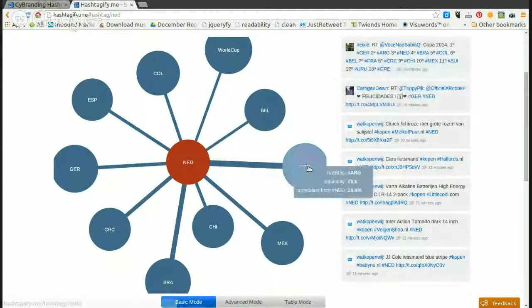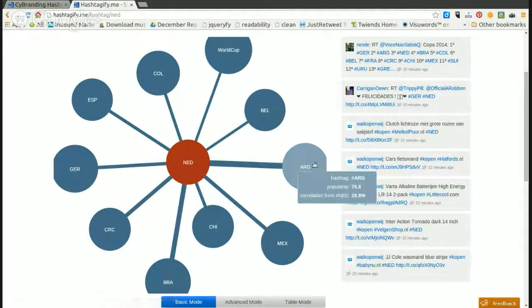Netherlands and Argentina, or Argentina, how do you pronounce it in English? I don't remember. They are very, very connected because there was this big match between them. So this is useful as an example because it is very easy to understand why they are so connected, because it was a big match, and of course there were millions of comments on Twitter about this match, and so the connection between Netherlands and Argentina is very strong.